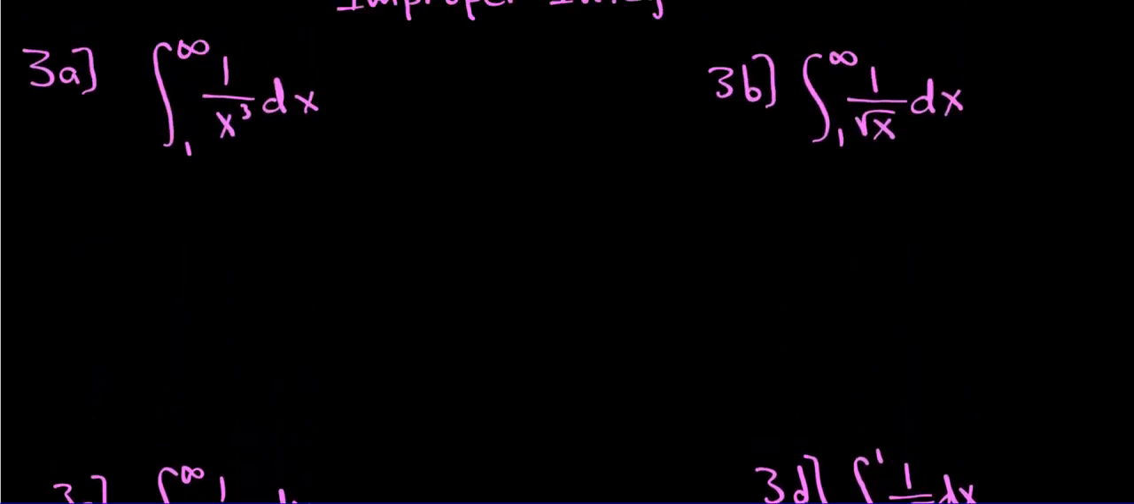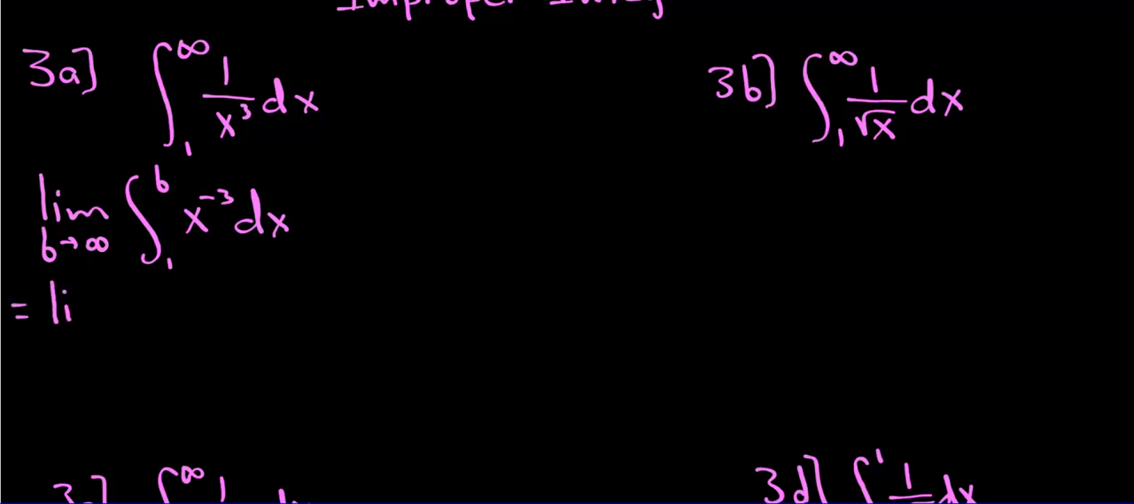So let's look at this first one. Now, remember the setup is we take the limit as b goes to infinity of the integral from 1 to b, like this, see? So I'm just going to view it as a limit. Replace that infinity with b. Now, here's what we've got. We've got the limit as b goes to infinity of negative 1/2 x to the negative 2 from 1 to b.